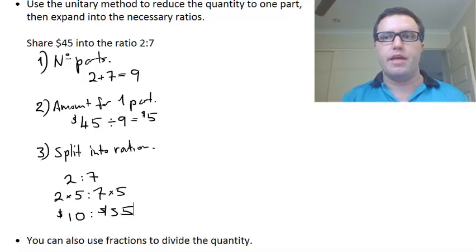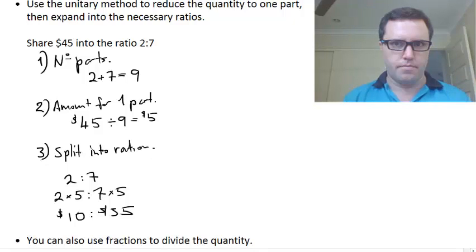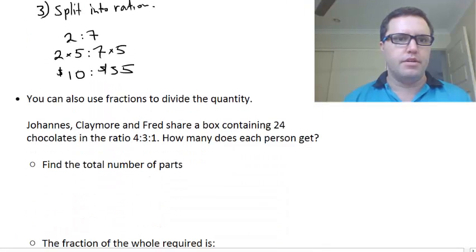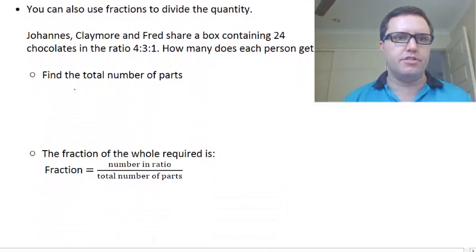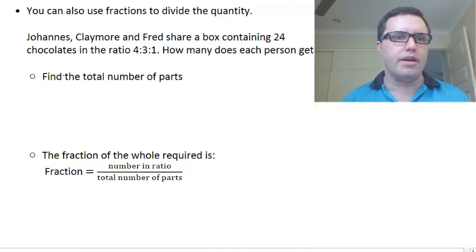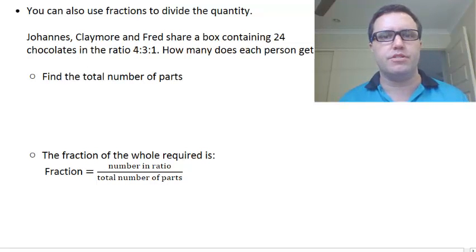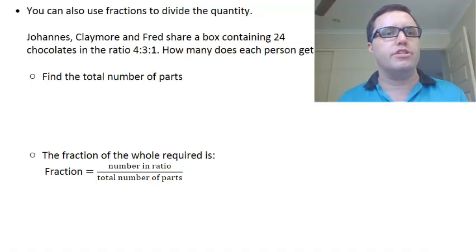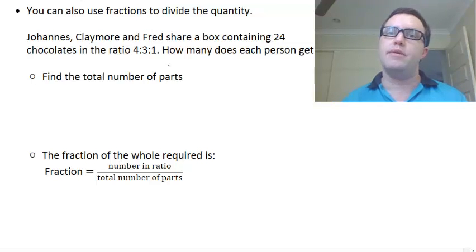Now I'm going to move on to our next part, where we're going to be using fractions to divide our quantity up. So there are a couple of different methods with ratios. It doesn't really matter which one you go for, they're all going to get you to the same place anyway. Johannes, Claymore, and Fred share a box containing 24 chocolates in the ratio 4:3:1. How many does each person get?